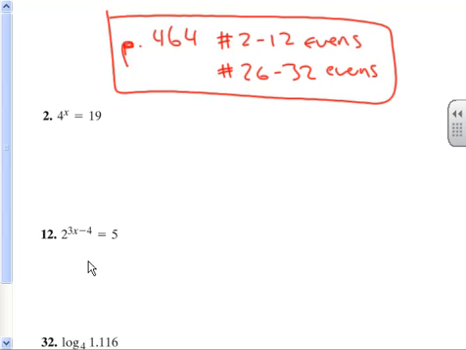Algebra 2, January 10th, it's Tuesday. Your homework last night was page 464. Let's look at some of these problems and see how we could solve them.